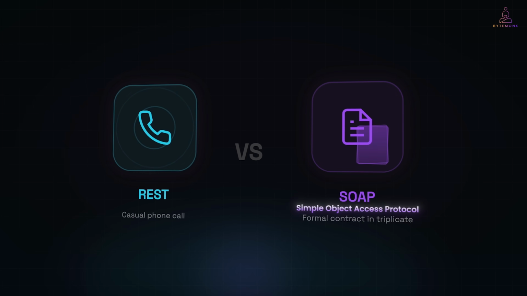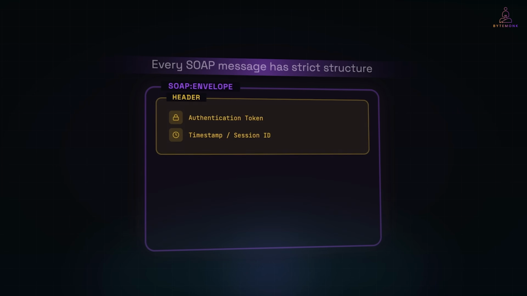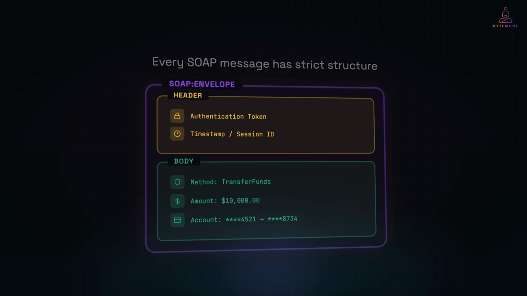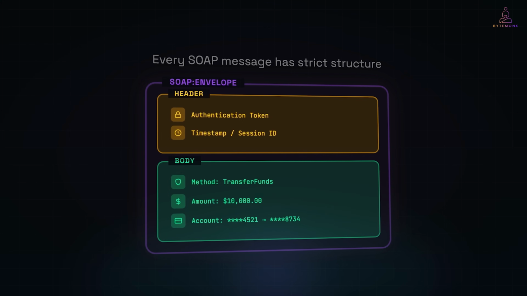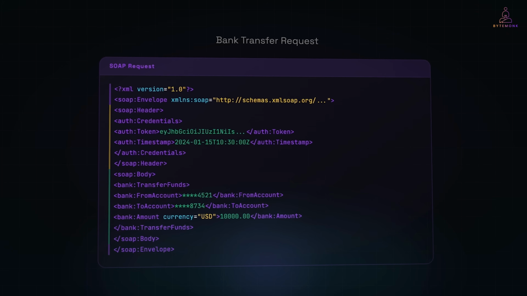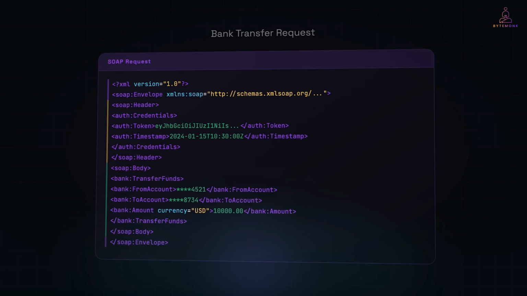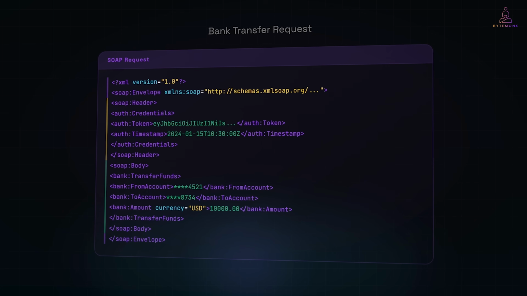Now, if REST is a casual phone call, SOAP is your formal business contract. SOAP stands for Simple Object Access Protocol. Despite the name, it's anything but simple. Every SOAP message is wrapped in XML with strict structure, an envelope, a header, and a body. Now you are thinking, this looks ancient. Why even use this? Because SOAP has built-in enterprise-grade security and reliability that REST doesn't.